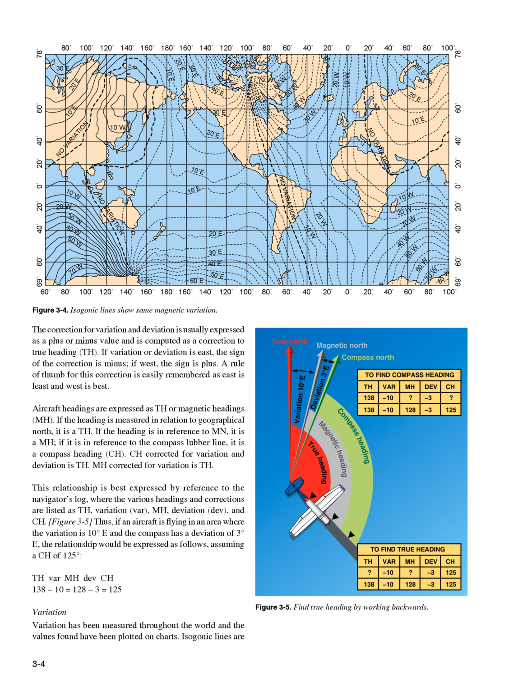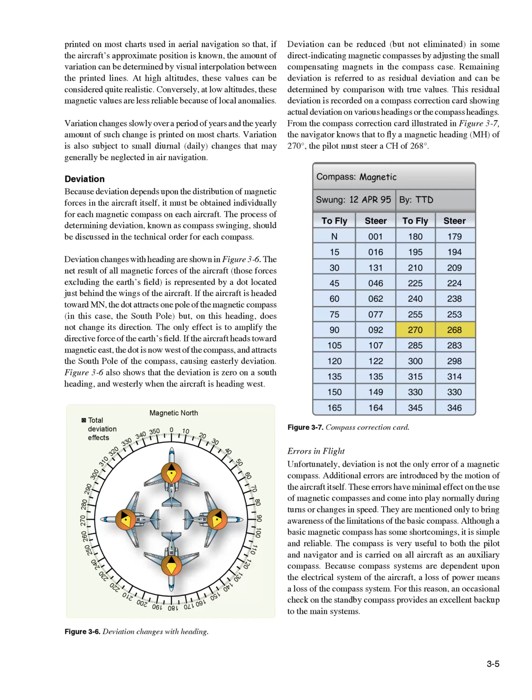Variation has been measured throughout the world and the values found have been plotted on charts. Isogonic lines are printed on most charts used in aerial navigation so that, if the aircraft's approximate position is known, the amount of variation can be determined by visual interpolation between the printed lines. At high altitudes, these values can be considered quite realistic. Conversely, at low altitudes, these magnetic values are less reliable because of local anomalies. Variation changes slowly over a period of years and the yearly amount of such change is printed on most charts. Variation is also subject to small diurnal daily changes that may generally be neglected in air navigation.